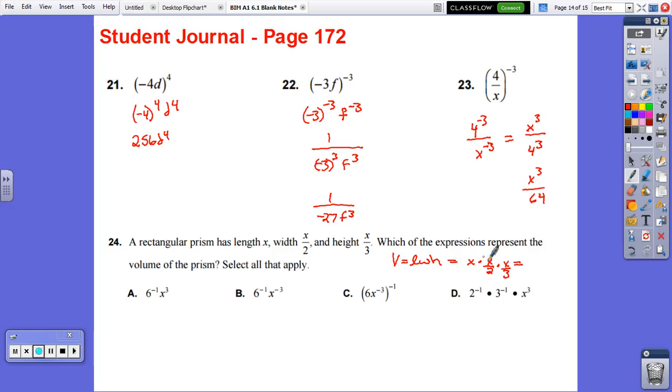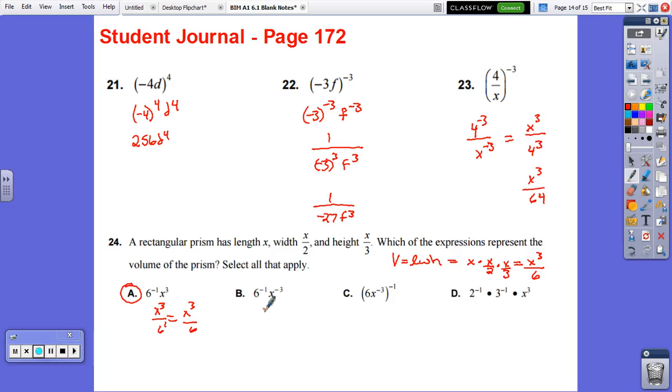So we're going with x times x times x is x cubed. 2 times 3 is 6. So we want to see what is equivalent to x cubed over 6, and it could be more than 1. So if you think about this, 6 to the negative 1 is going to bring the 6 to the 1 power down, and so then 6 to the 1 is just 6. So a is the same as x cubed over 6.